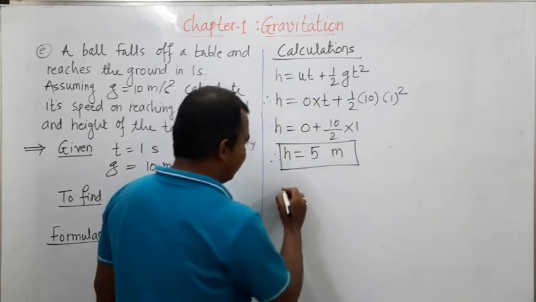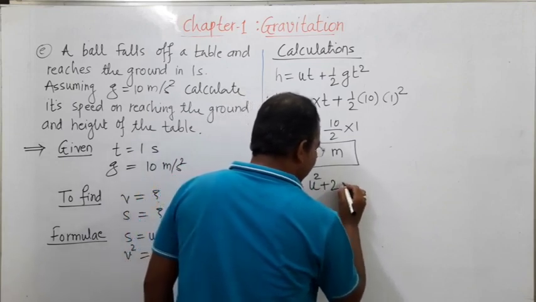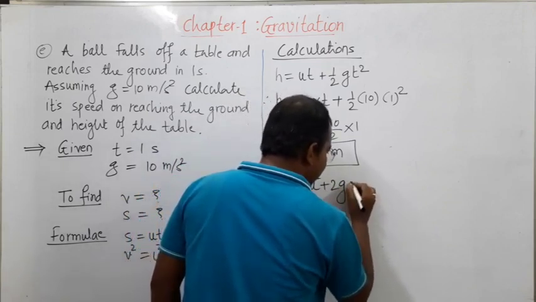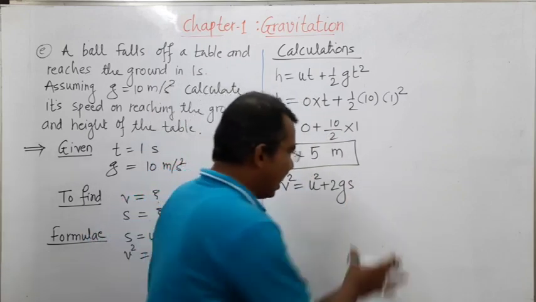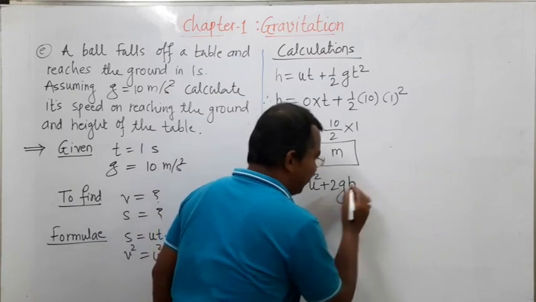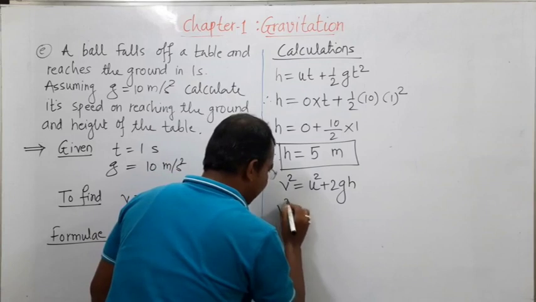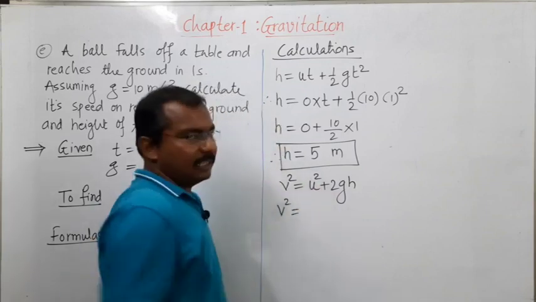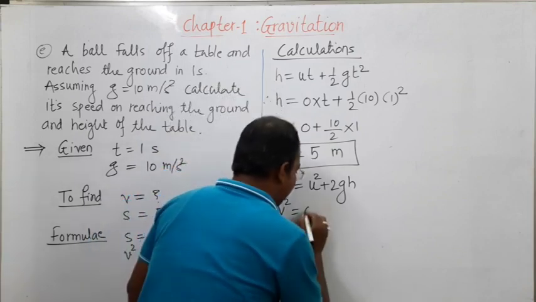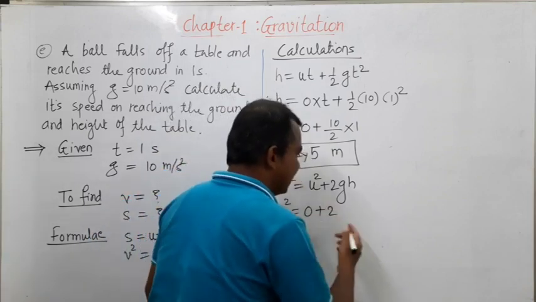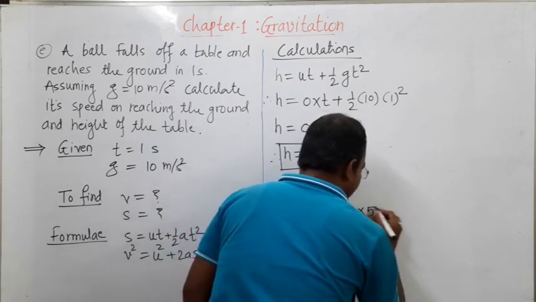For the second part, V square is equal to u square plus 2 a s. Instead of a, I will write g. Twice g s. And instead of writing s, I will write h here. The same formula. Okay. We have to calculate v square is equal to u square. U is the initial velocity, 0, plus 2 times g is 10 and h is 5.